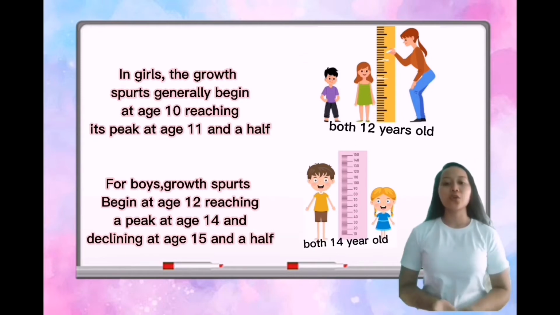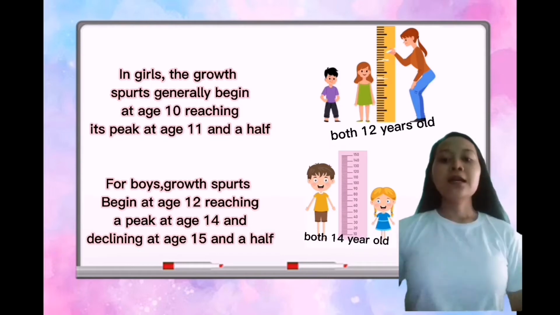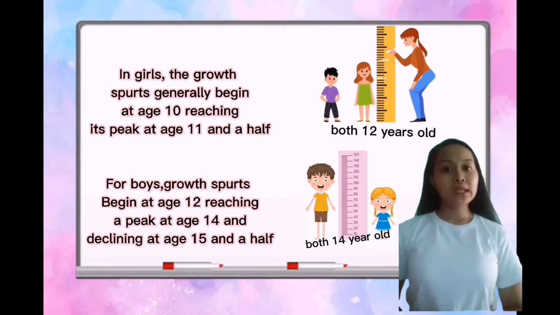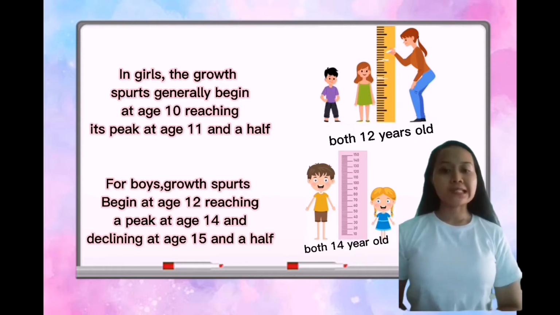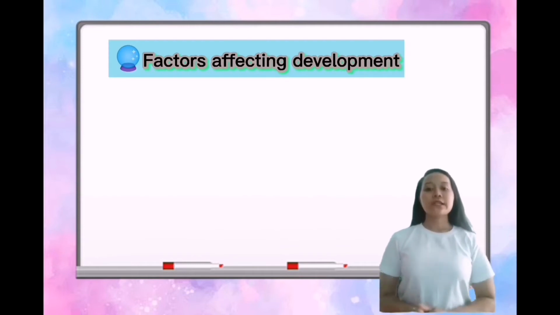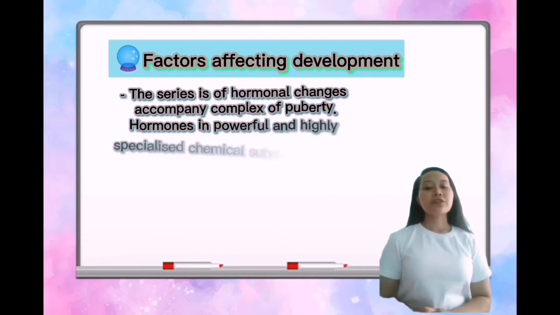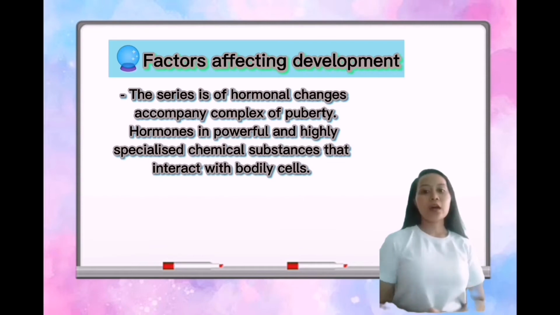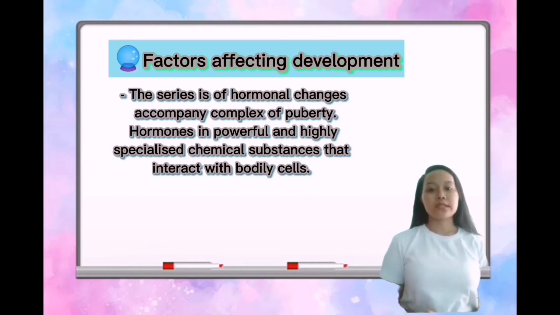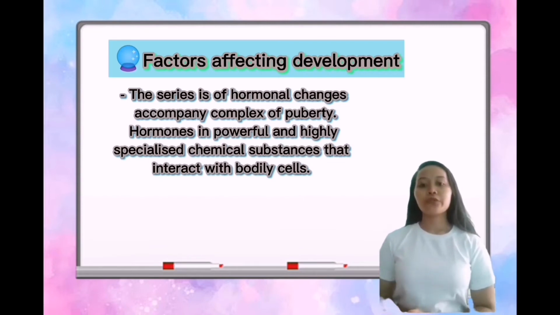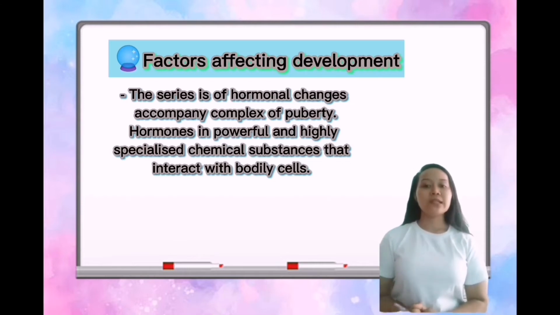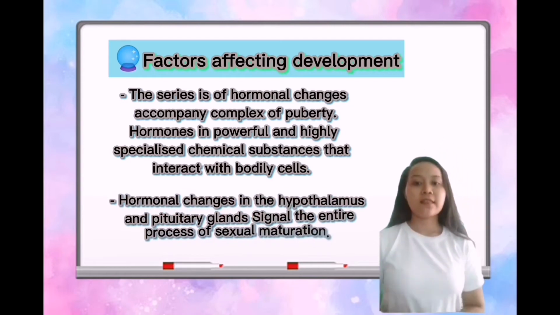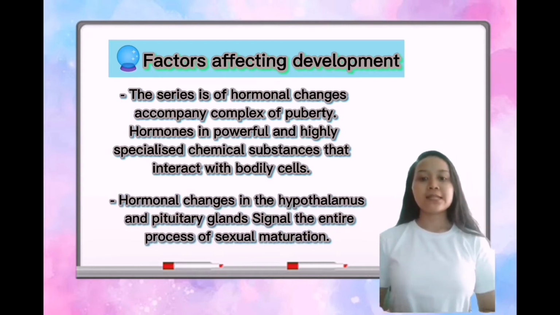The muscles also grow in terms of size and strength. Similar growth spurts occur for weight, muscle size, head and face maturation, and the reproductive organs. Factors affecting development: the series of hormonal changes accompanying the complex of puberty. Hormones are powerful and highly specialized chemical substances that interact with bodily cells. Hormonal changes in the hypothalamus and pituitary glands signal the entire process of sexual maturation.